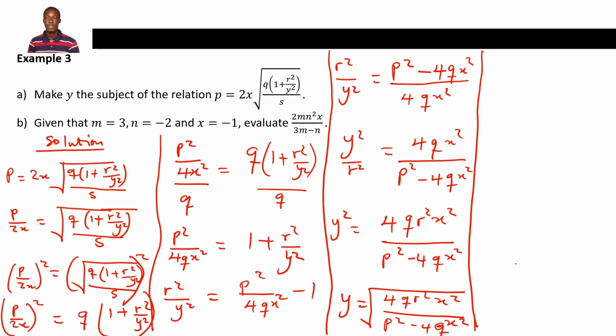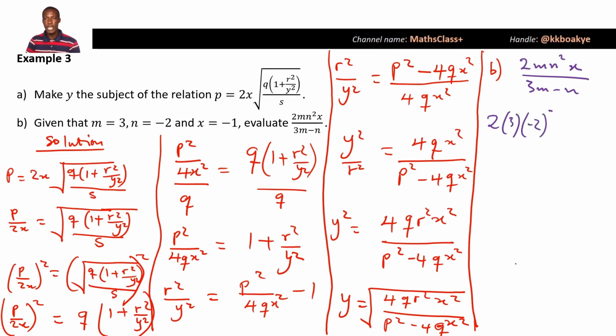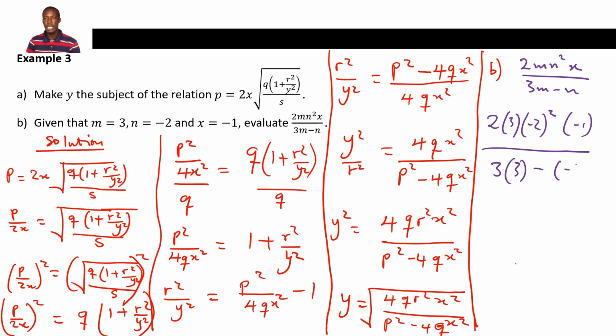So that's it. The B part of the question says we have to substitute. This one, we are not substituting into what we had. It's a different expression given. We were given the expression 2mn squared x divided by 3m minus n, and we are told m is 3, n is negative 2. So we have 2, m is 3, n is negative 2, and then it is squared, and our x is also negative 1. We multiply them. Then we have the denominator, m is 3 minus our n, which is negative 2.